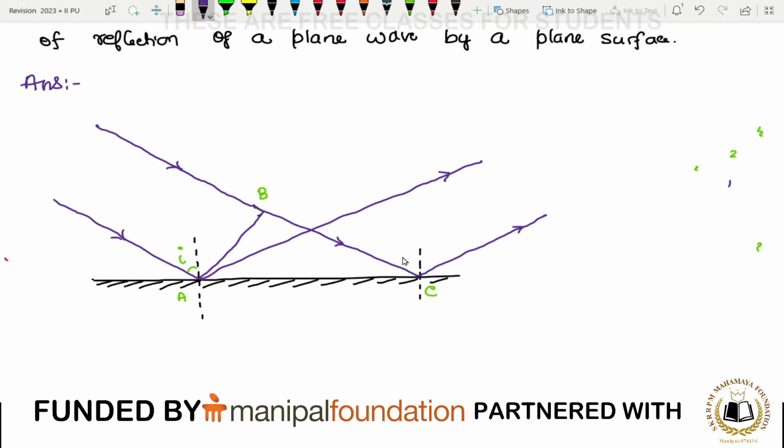Okay, we'll draw one normal to this one. What we'll do is measure the distance from B to C. Same distance we'll measure here and mark the point here, something like this. Okay, so we'll draw one line from here to here.